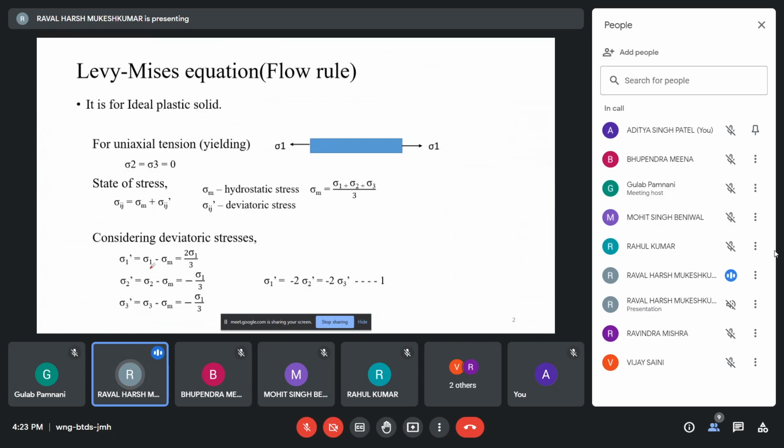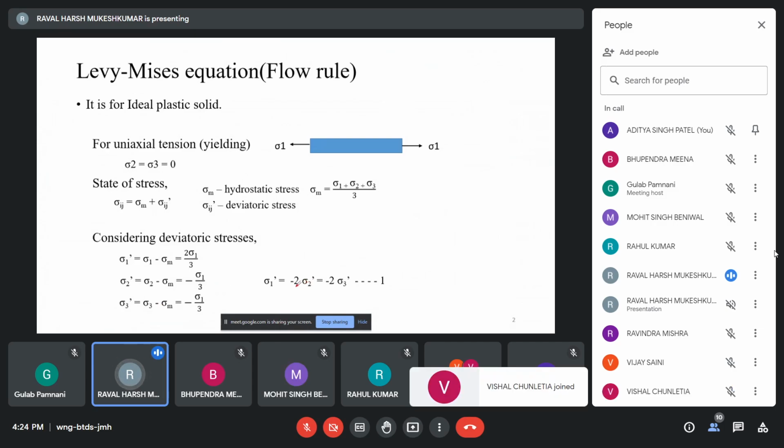Then sigma 1 prime is equal to sigma 1 minus sigma m. Sigma m denotes the hydrostatic stress, which is defined as sigma 1 plus sigma 2 plus sigma 3 divided by 3, which is the average. Then we get sigma 1 prime is equal to 2 sigma 1 by 3, and sigma 2 prime, the component of the deviatoric stress, is minus sigma 1 by 3, and likewise sigma 3 prime. Arranging these three equations, we can form a relation: sigma 1 prime is equal to minus 2 sigma 2 prime is equal to minus 2 sigma 3 prime.